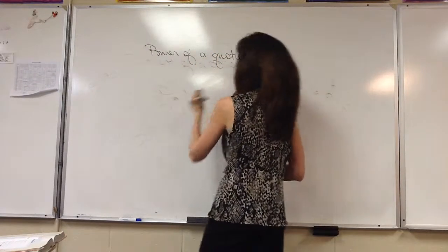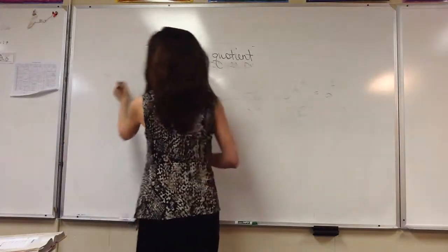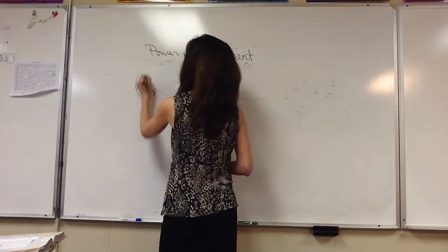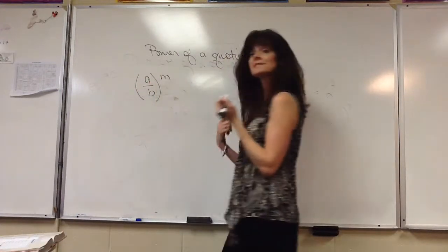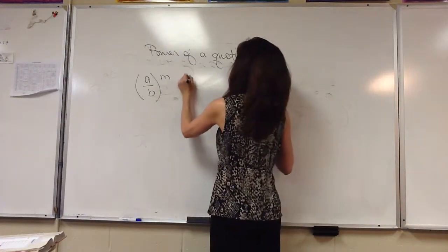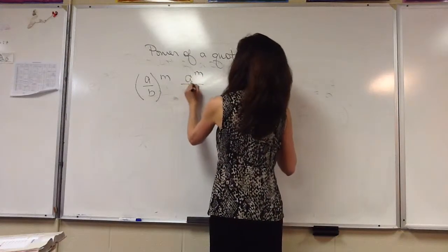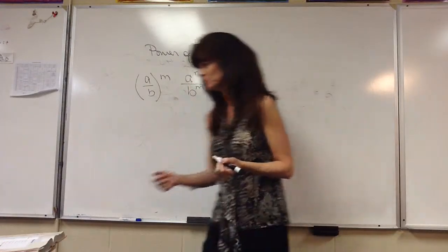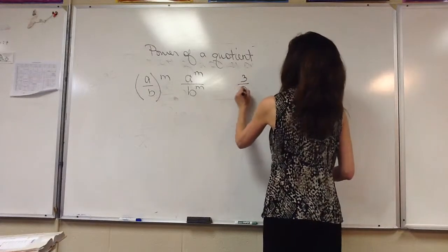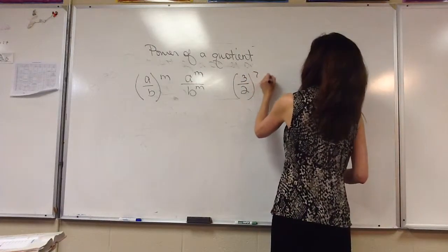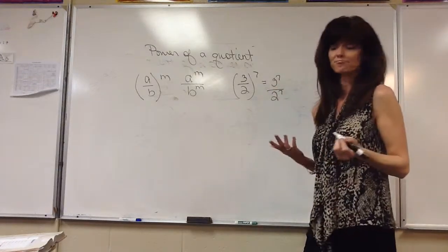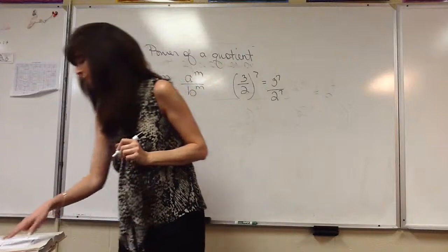Now, with the power of a quotient property, when we take an entire fraction, such as a over b, in parentheses, and we're raising the entire fraction to the m power, it would be a to the m power over b to the m power. It's really quite simple. For instance, if I have 3 over 2 to the 7th power, that is equal to 3 to the 7th power over 2 to the 7th power. Everything in the parentheses gets raised to that power.